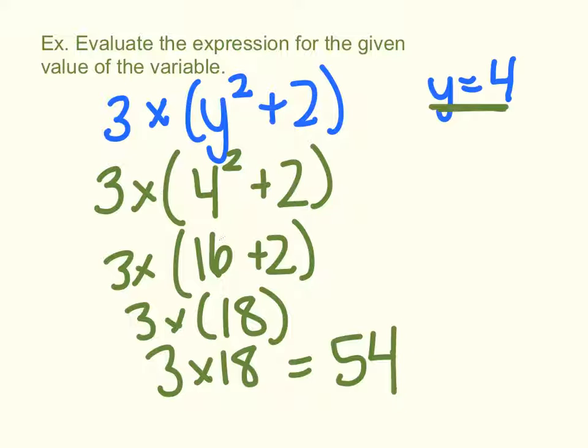So whenever y equals 4, the answer is 54. If y had been another number like maybe 6, maybe 10, our answer would have been very different. We still could have solved it. It would have just been a different answer. And that is the joy of algebra, because then we can use this for multiple things, whatever it is representing in the real world.